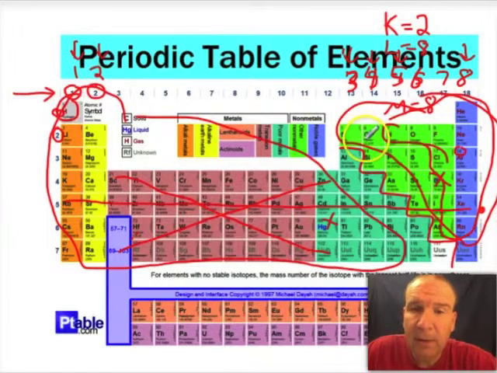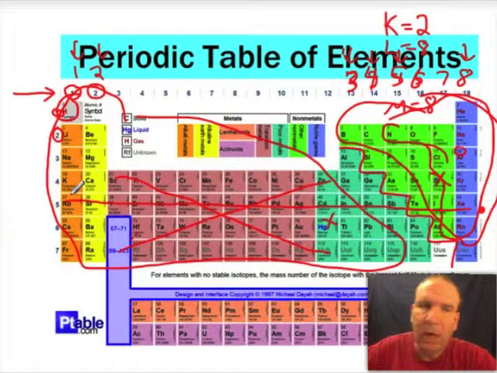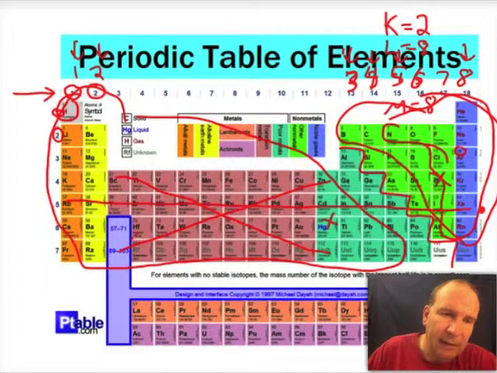So looking at the periodic table, can you do all that? Can you figure out where the families are, where the periods are, and how many valence electrons they have? That's definitely something you're going to want to be able to do on the test.